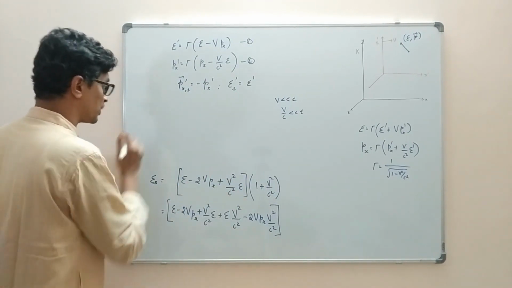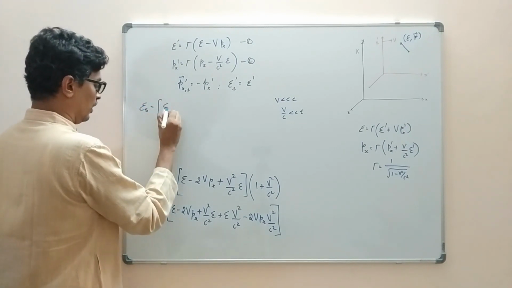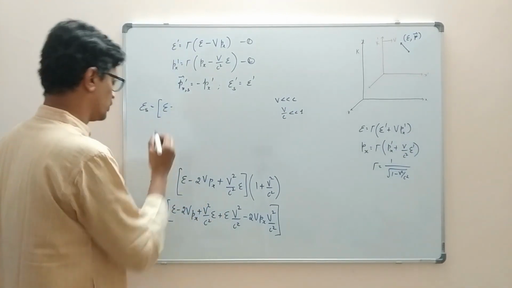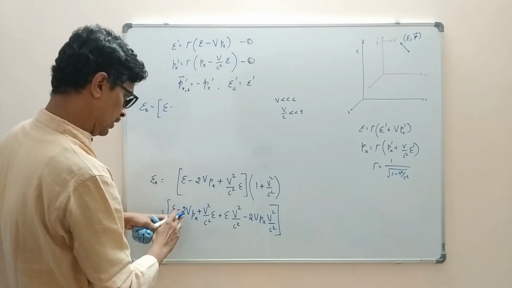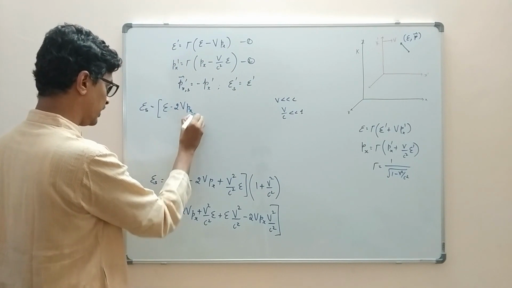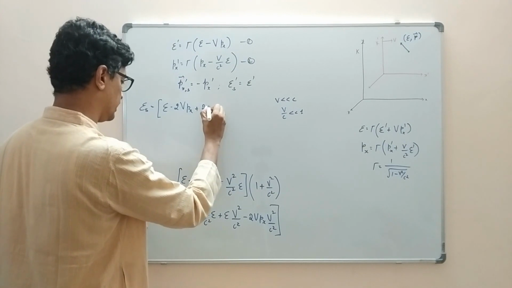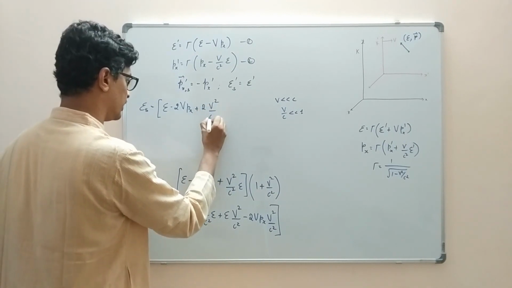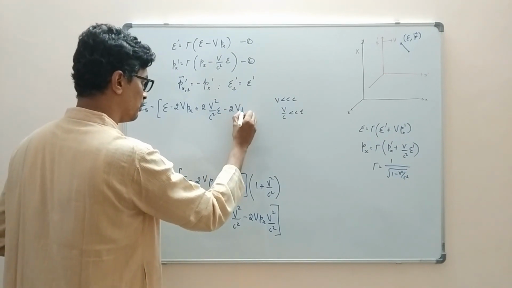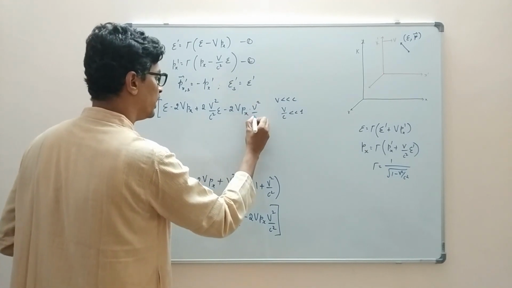So we will have this equation as, so let us write it, epsilon s is equal to epsilon minus 2 V P of x plus twice V square by C square of epsilon, minus 2 V P of x into V square by C square.